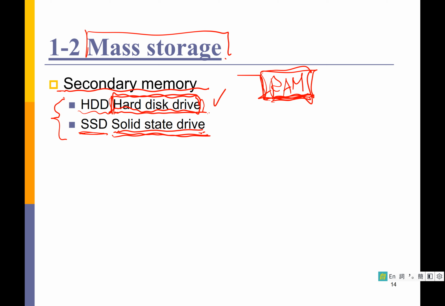So one is fast, but when the power is off, the information is gone. The other one is slow, but when you turn off the power, the memory is still there, and you can get the information again. So this is the reason two kinds of memory technology exist and are used in our computer at the same time.